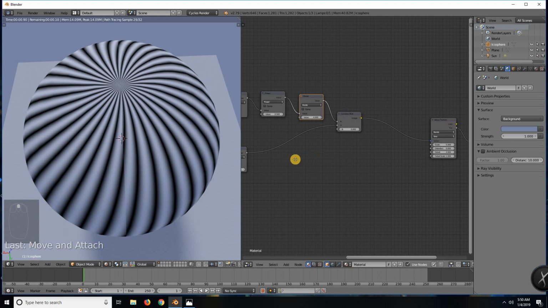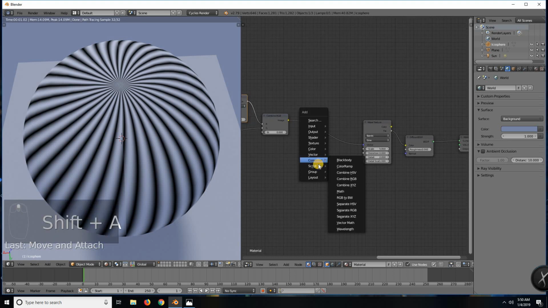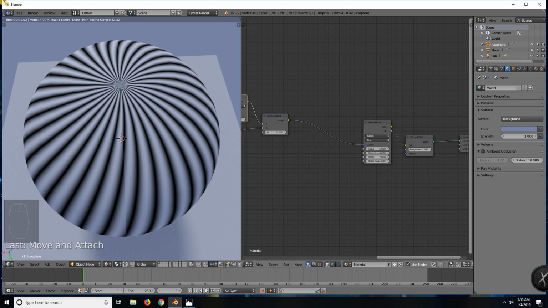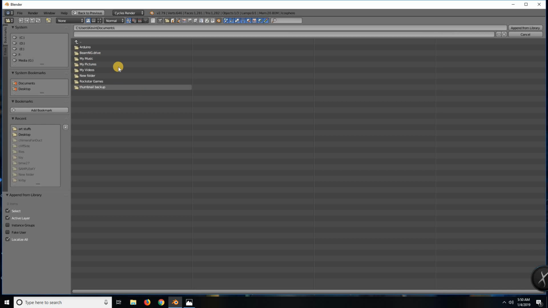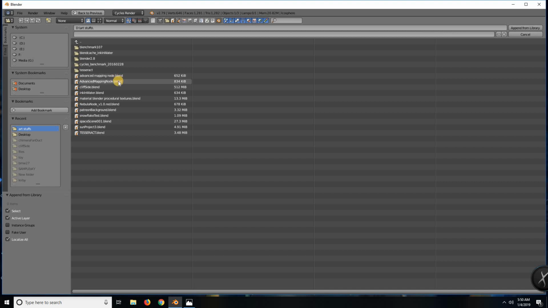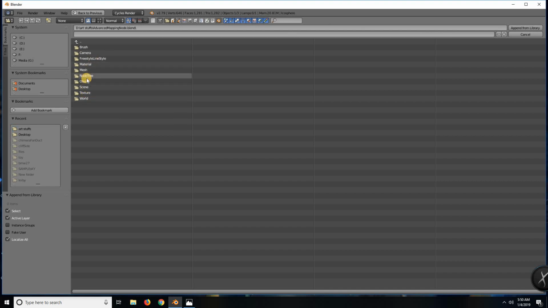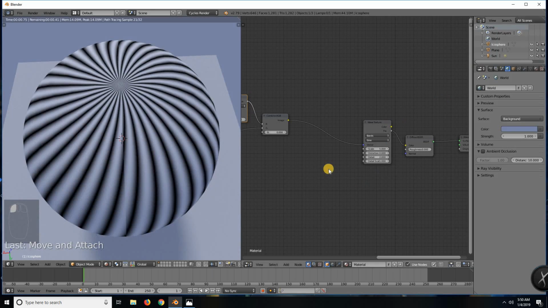And then, if you've gone through the tutorial I did for the advanced mapping node, I guess I'm just going to have to append that. File, append, where is it going to be? I know I have one saved out here. I have 2 saved out here. Group, nodes, where am I going? Node tree, advanced mapping node. Let's append that thing into here.